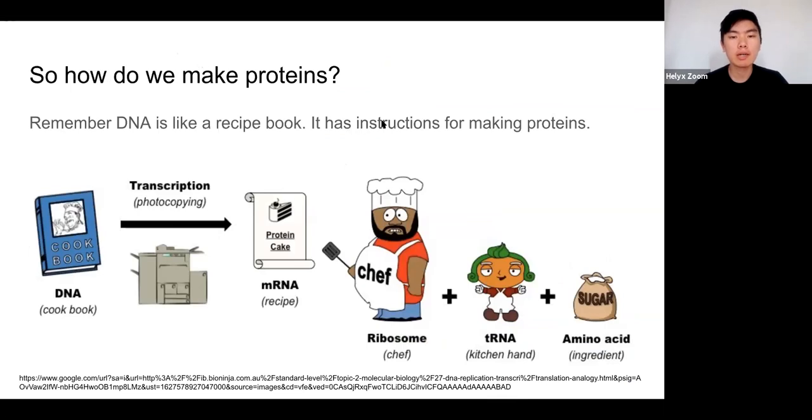So how do we make proteins? We can think of DNA like a recipe book. It has instructions for making a lot of different proteins, thousands in fact. You start off from your DNA, and there's 1 in each cell. Well, technically 2 copies in each cell.